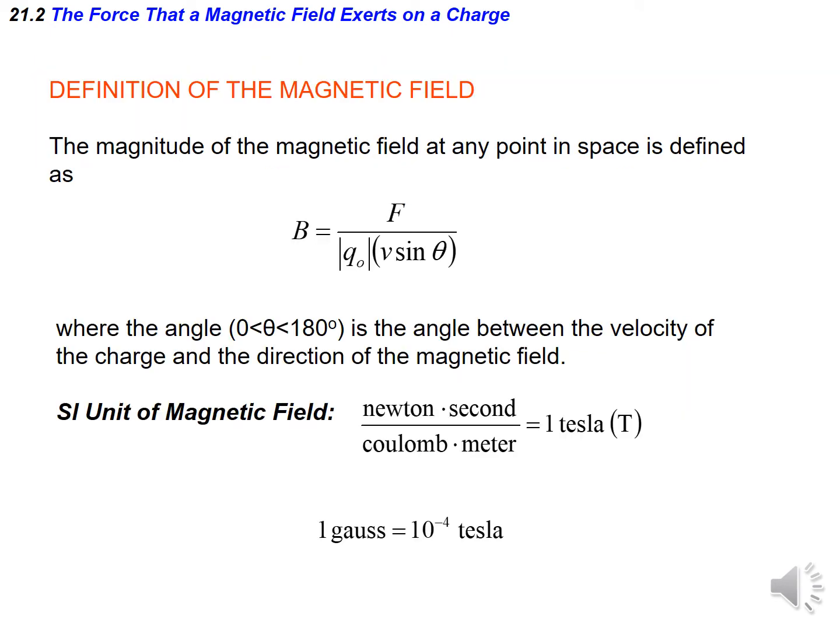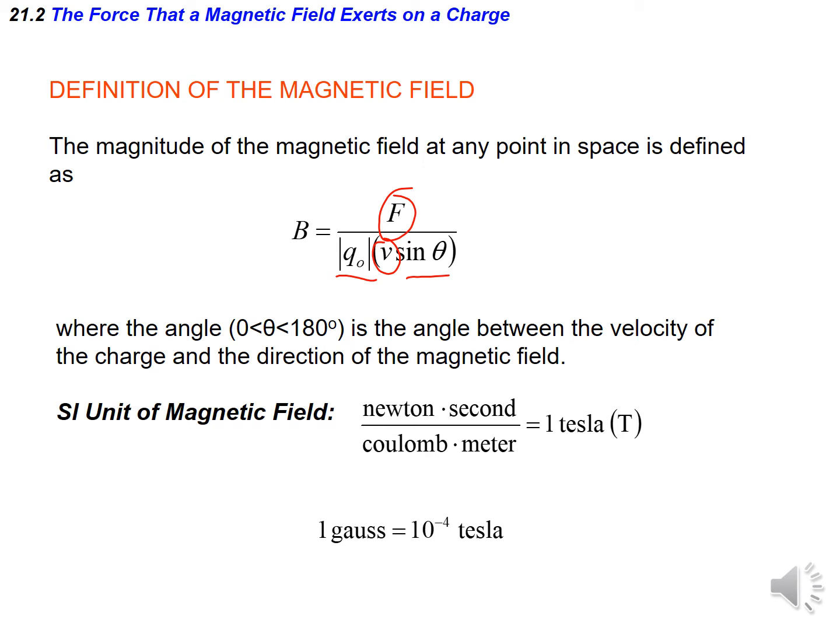For us to compute the magnetic field, we have this formula: B is equal to F, which is the magnetic force, divided by the test charge, q0, multiplied by v, which is the speed of the charge, multiplied by sine theta, where theta is between 0 and 180 degrees. That's the angle between the velocity of the charge and the direction of the magnetic field.